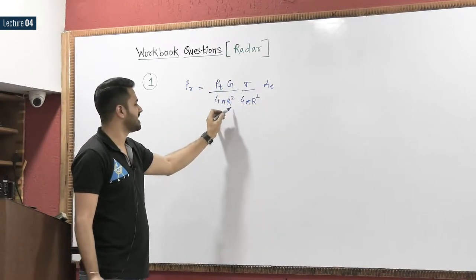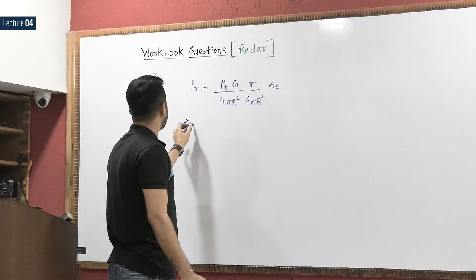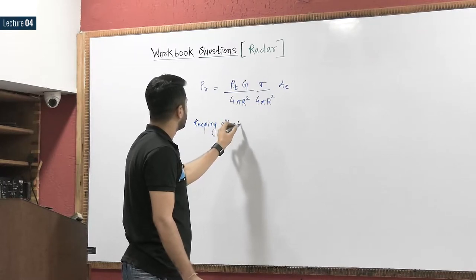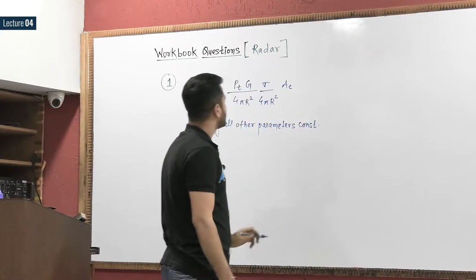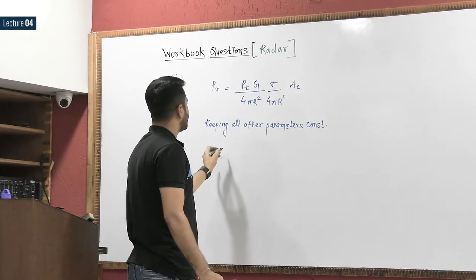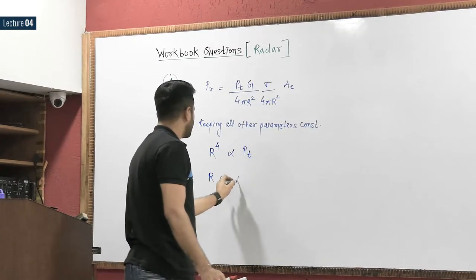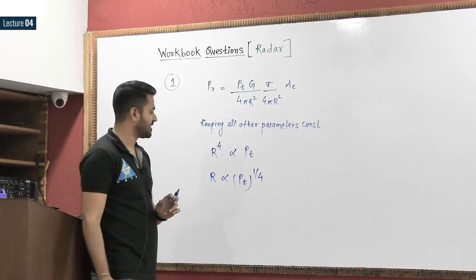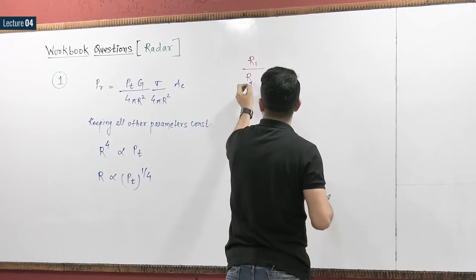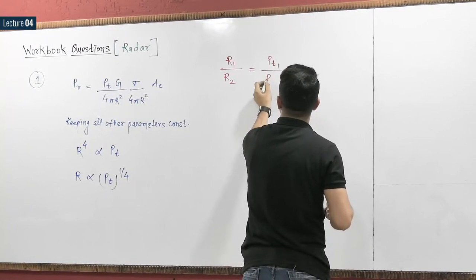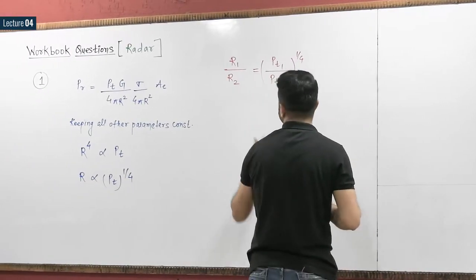Now this r is the range, and we are increasing the transmitted power and keeping all the other parameters constant. So we can write that r to the power 4 is proportional to the transmitted power, or r is proportional to the transmitted power to the power 1 by 4. Since we are changing the transmitted power, if I take the ratio, R1 by R2 is equal to PT1 divided by PT2, whole to the power 1 by 4. So the range is increasing by a factor that we have to calculate.